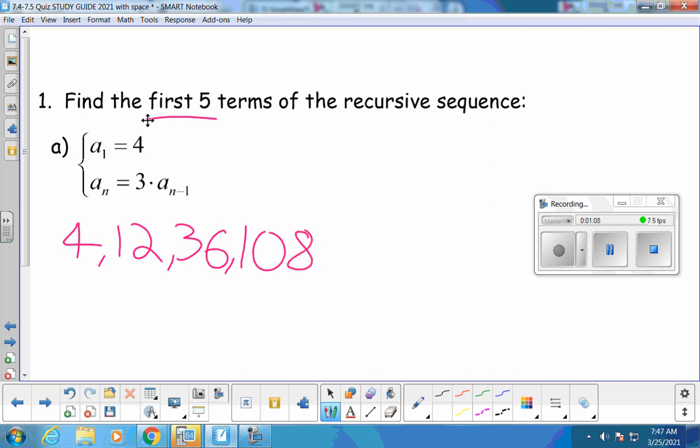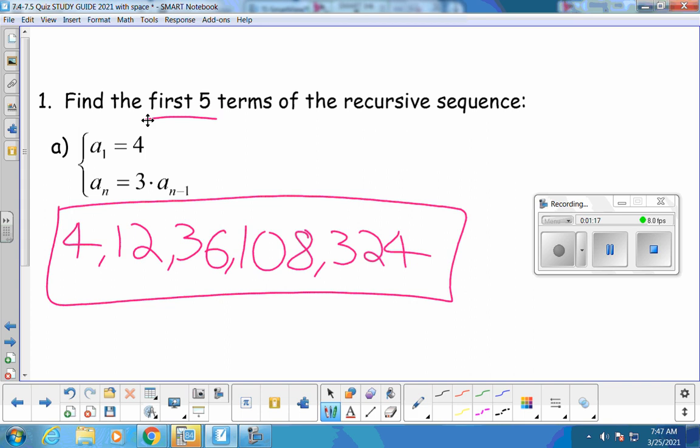And that last one, I don't need a calculator. It's going to be 324. So that should be your answer. Those are the first 5 terms of the sequence. Perfect.